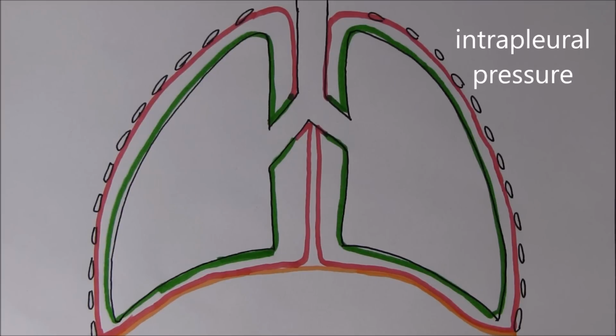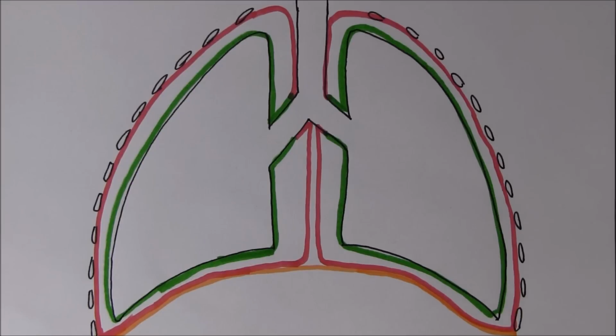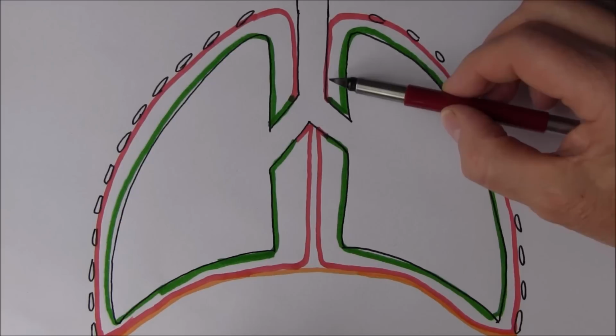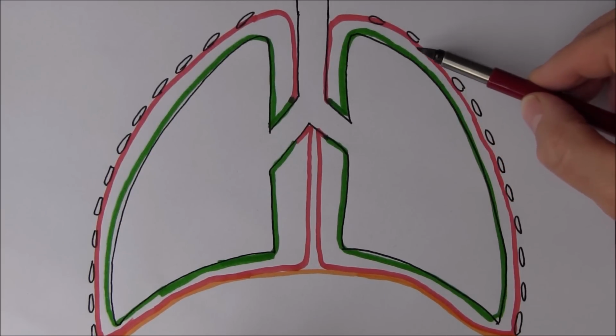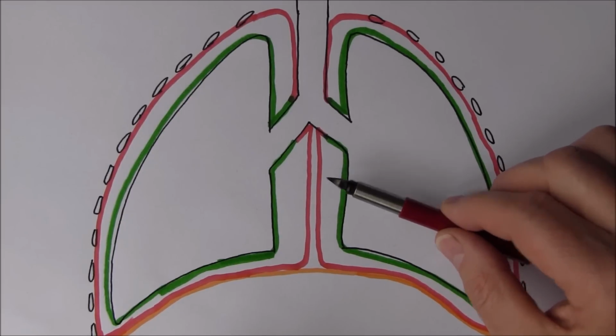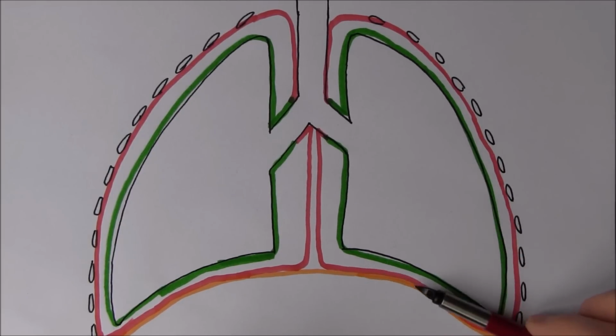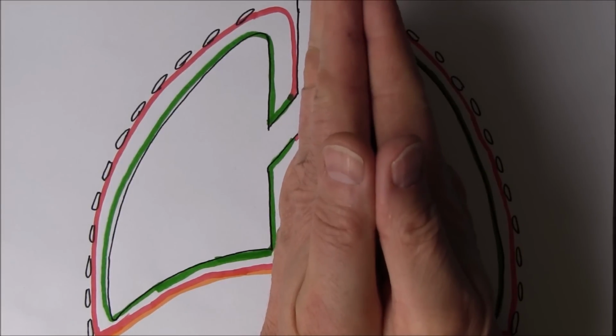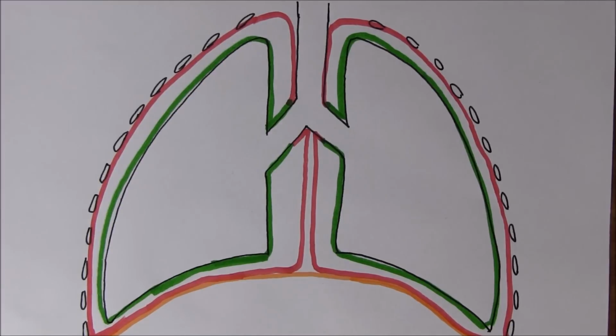Now, why is there a negative pressure in between the pleural membranes? So, visceral pleural membrane in green, parietal pleural membrane in red. There's a negative pressure here. Now, I've drawn this here as a gap. In actual fact, in life there is no gap. The visceral pleural membrane and the parietal pleural membrane are sucked up against each other. So what's generating this negative pressure?